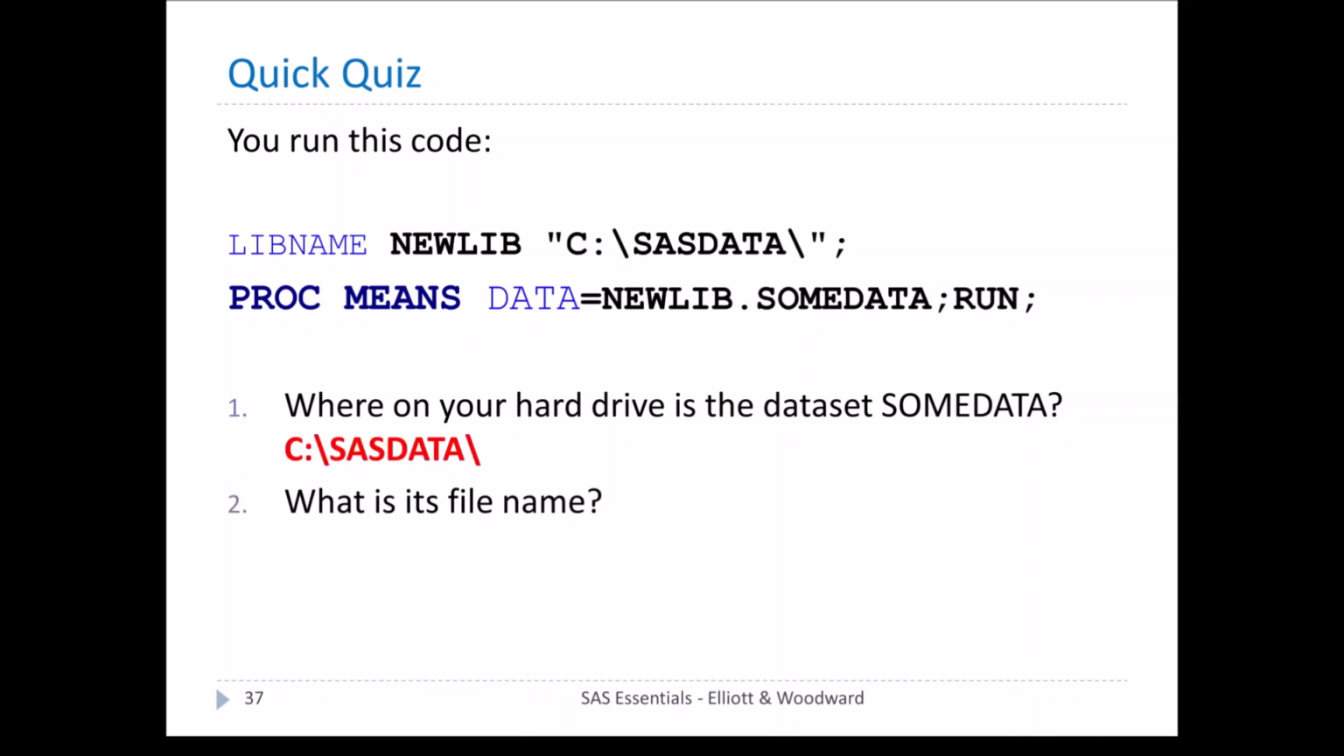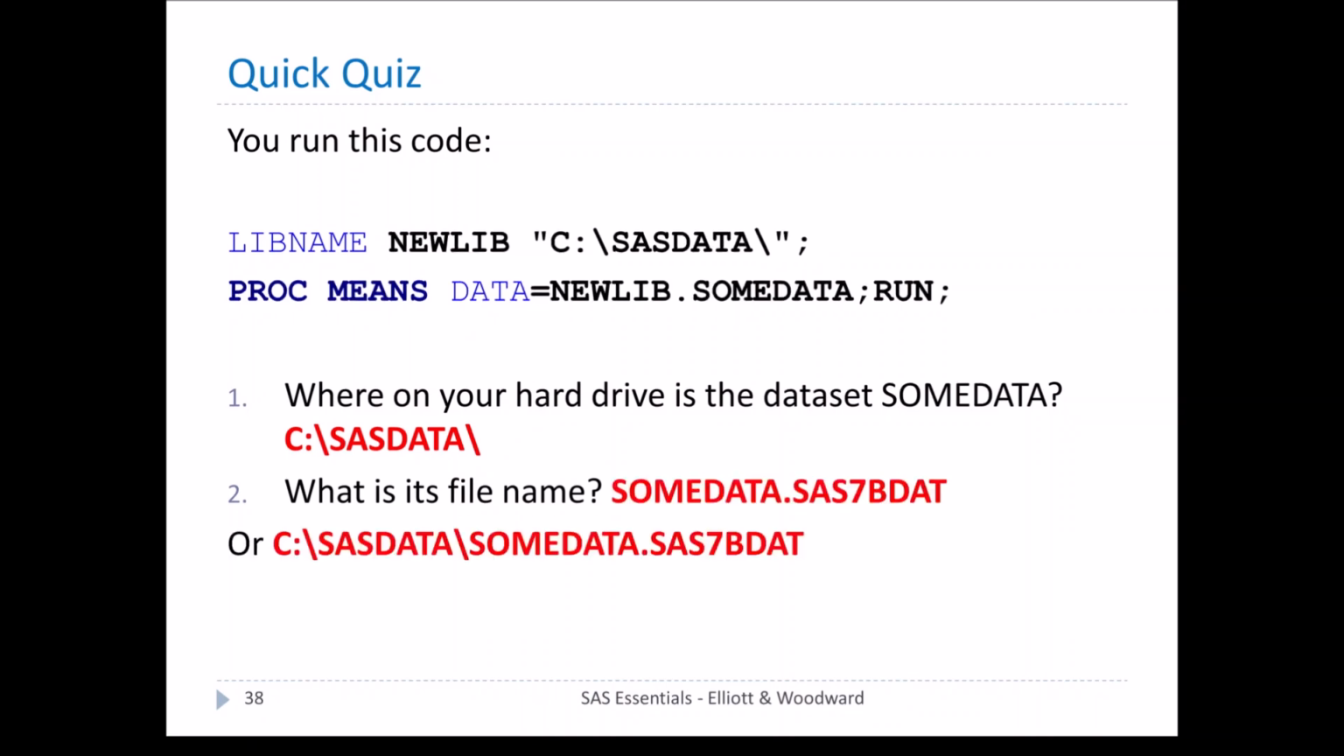All right, so we should know now that the location on the hard drive where SumData is stored is in the newlib library, and that library is at C:\SAS data. So that's where it's located. So the physical file called sumdata.sas7bdat is located in the C:\SAS data folder in Windows. And then what's the file name? Well, the file name, as I just mentioned, is sumdata.sas7bdat in SAS terminology, or if we want to use Windows terminology, it's C:\SAS data\sumdata.sas7bdat.